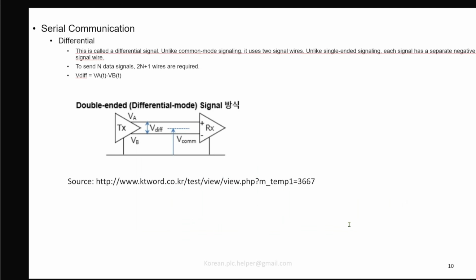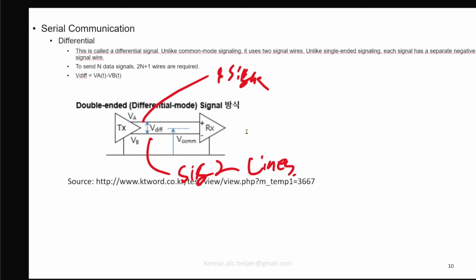Next, let's look at differential signaling. Unlike single-ended signaling, differential signaling uses two signal lines. This is signal 1, and this is signal 2. The receiver does not evaluate each signal voltage only relative to ground. Instead, it determines the signal status by measuring the voltage difference between the two signal lines. There is a difference.